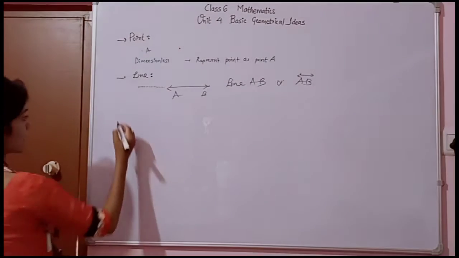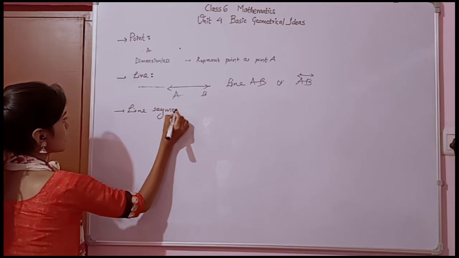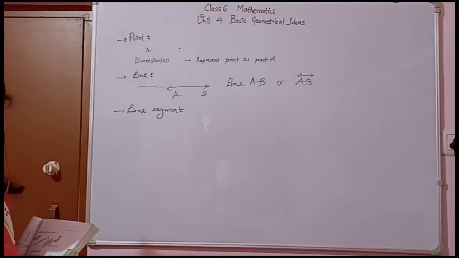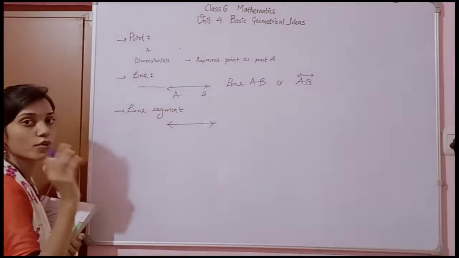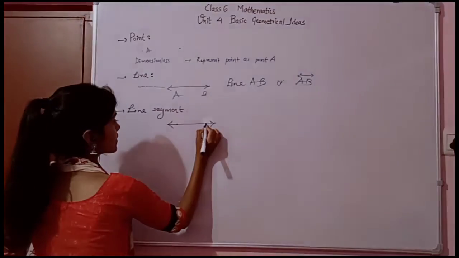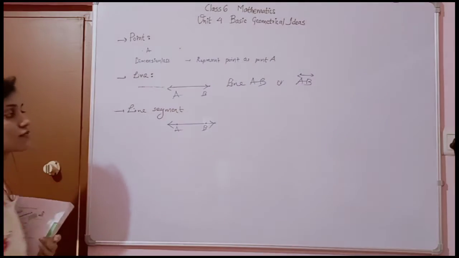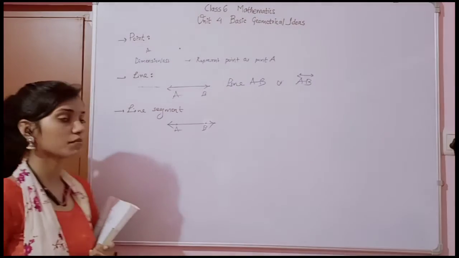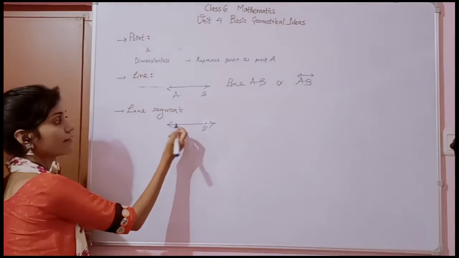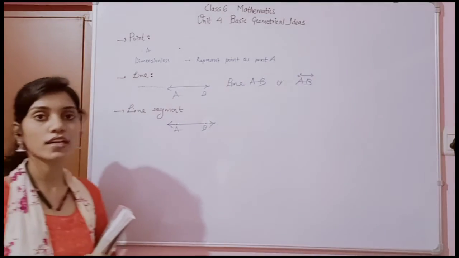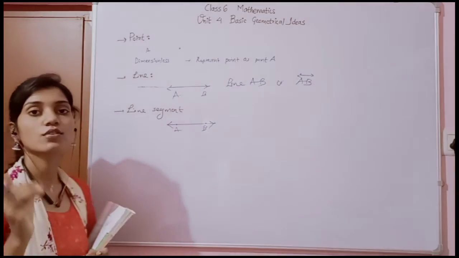Now let's see the next term, that is a line segment. Suppose I take a line and I put 2 points on it like this. Let me name them point A and point B. So this is what is formed: a line segment. How can you define a line segment? A line having 2 end points is known as a line segment. I repeat, a line having 2 end points is known as a line segment.